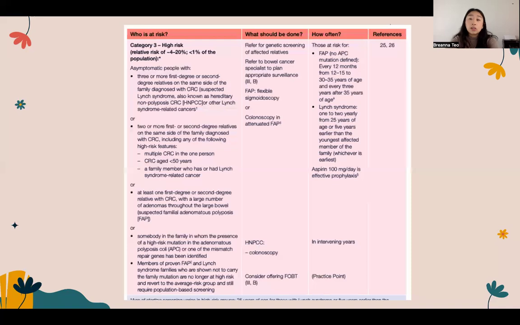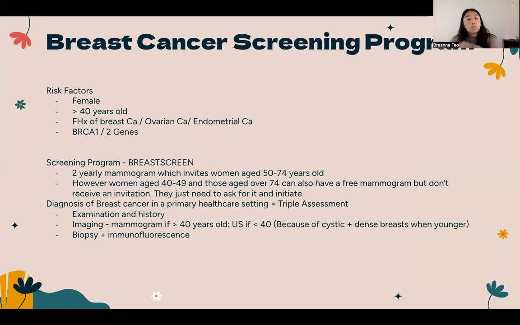I've just continued it here as well, so for the high risk population. Breast cancer screening program. So risk factors: female, being over 40, family history of breast cancer, ovarian cancer, endometrial cancer, nulliparous women, BRCA1 or 2 genes, having a family history of male breast cancer as well, and certain ethnicities.